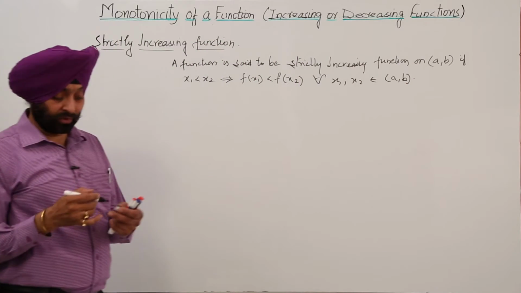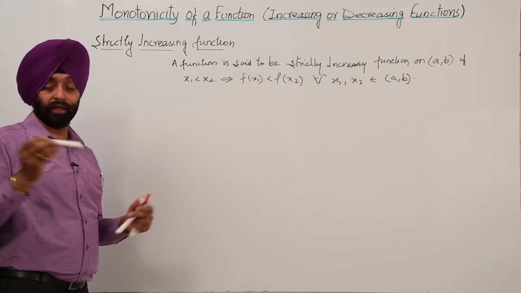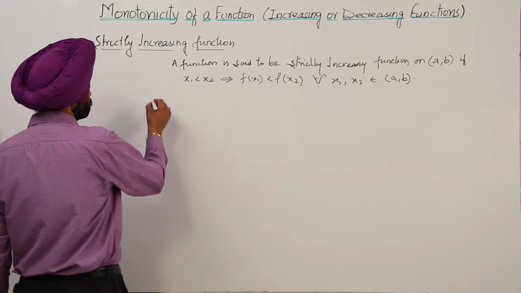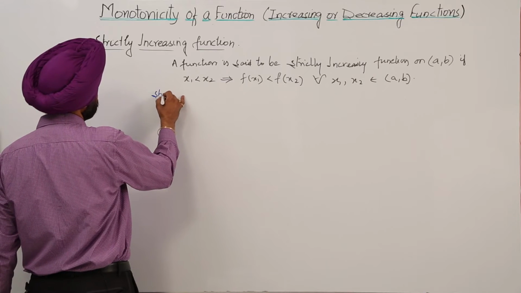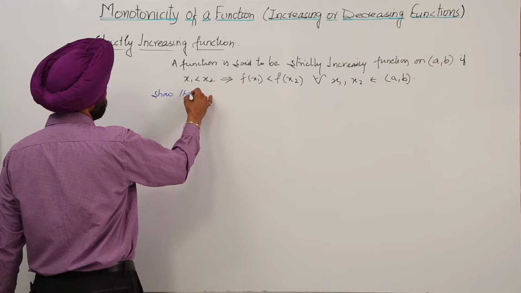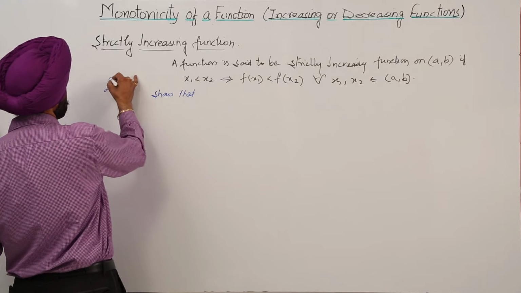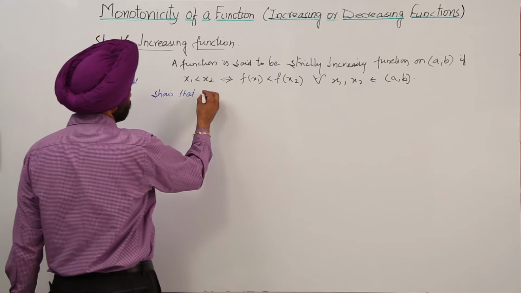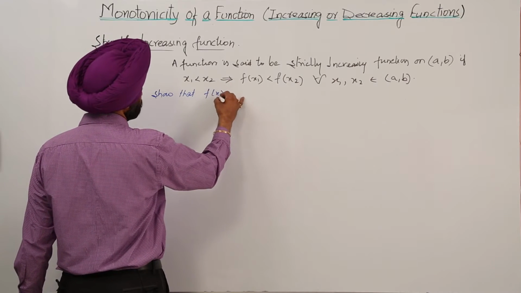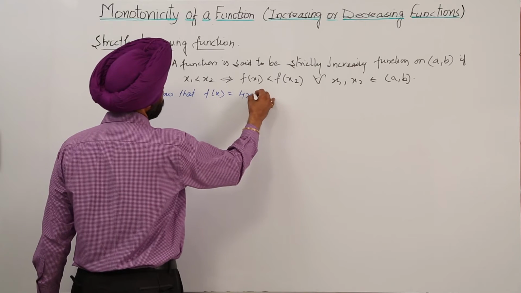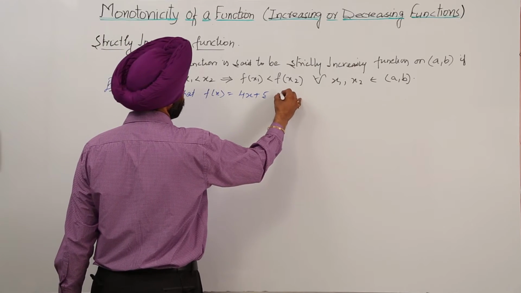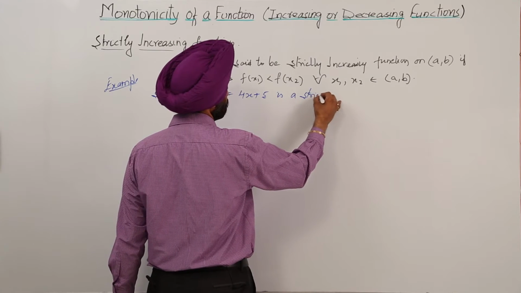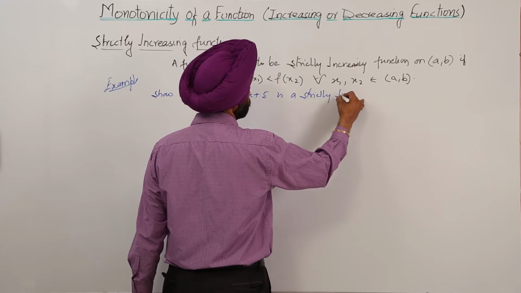So this was the definition which we have already done, and I have also shown you a graph for that. Now let's discuss an example. Show that f(x) = 4x + 5 is a strictly increasing function.